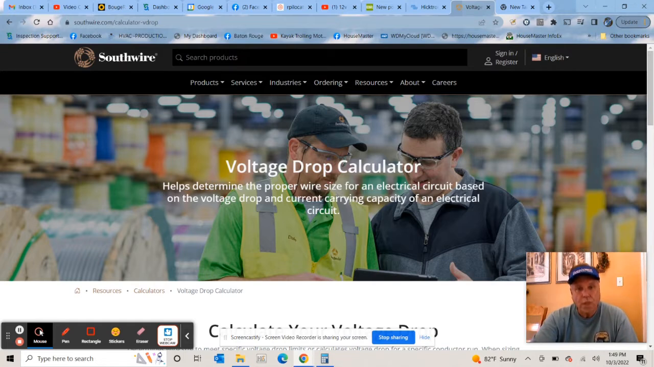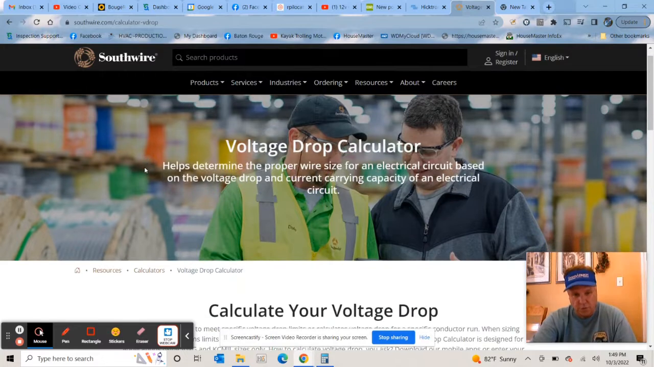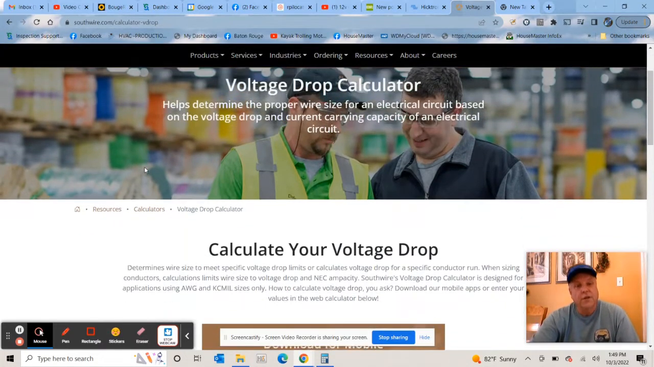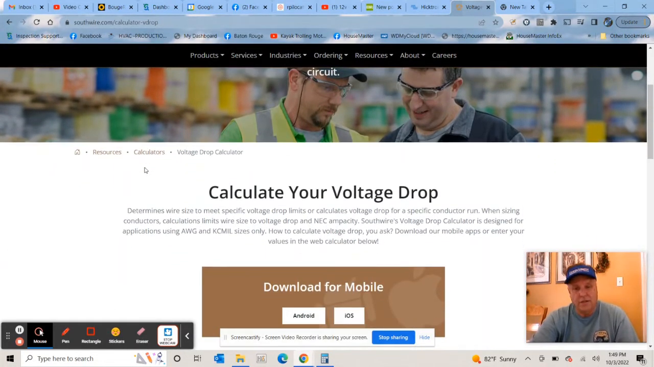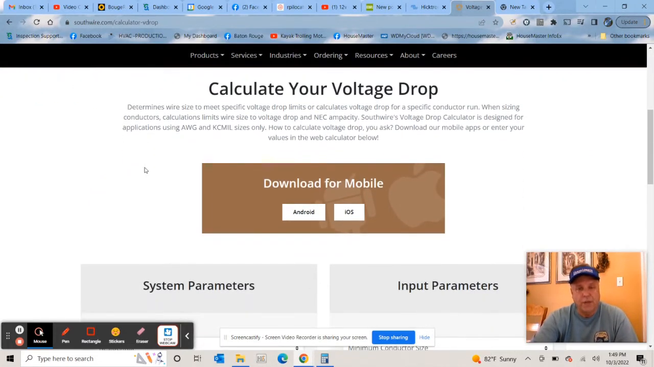But this is Southwire. It's a voltage drop calculator. Link up here, and I'll also put the link in the description so you don't have to try to figure that out or type that in. But Southwire, if you're not familiar with them, they make all kinds of wire. They make all kinds of electrical tools, all kinds of boxes and breakers, and they make all things electrical. And they have this awesome voltage drop calculator.